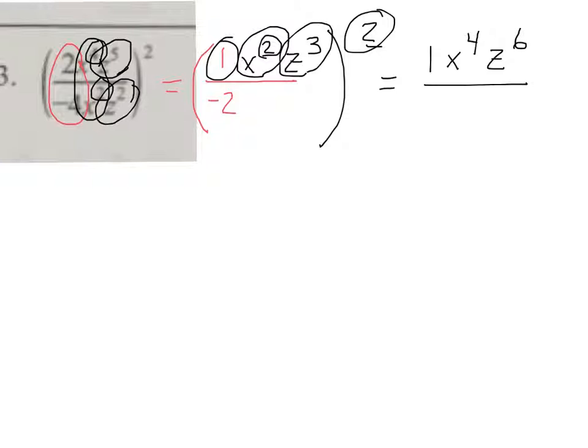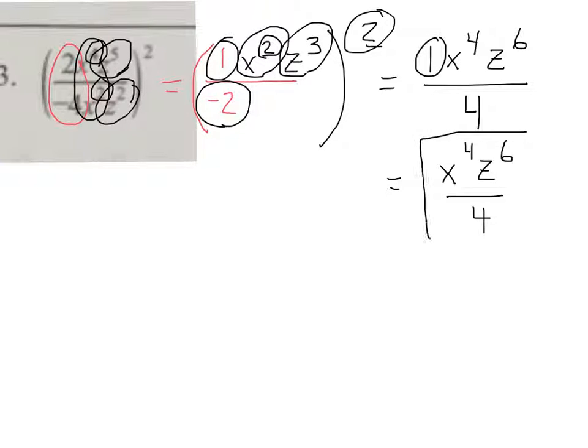Now on bottom, I have negative 2 squared, which is positive 4. Negative 2 times negative 2 is positive what? 4. Now we don't generally write this 1 in front, so we'll put our final answer as x to the 4th, z to the 6th, all over 4. Now if you do write it, it's not wrong, but you need to understand that both of these are the same.